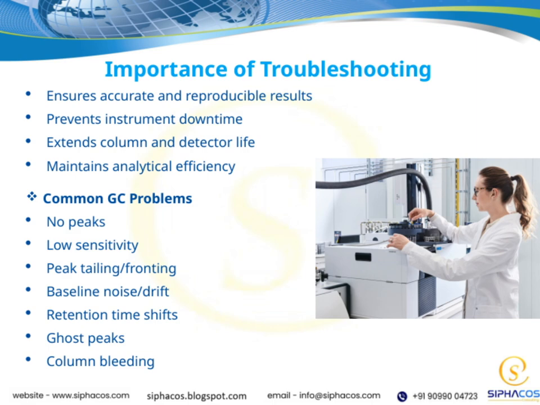Now, why is troubleshooting so important? Well, it ensures your results are accurate and reproducible, which is critical in any analytical work. It also prevents instrument downtime. When issues go unaddressed, your instrument may need more frequent repairs or maintenance. Troubleshooting helps extend the life of your columns and detectors, saving you money in the long run. And ultimately, it maintains your analytical efficiency, allowing you to deliver reliable, high-quality data consistently. So, understanding and addressing these common problems is key to maintaining a smooth and effective GC operation.